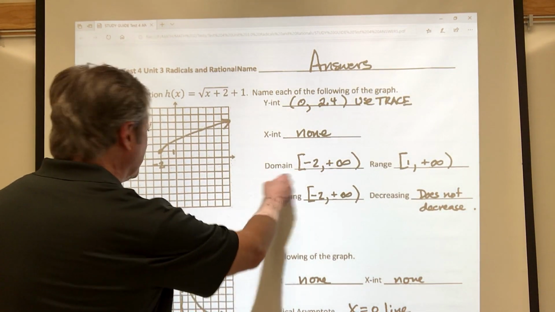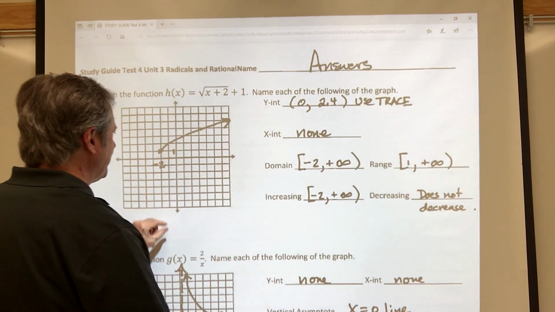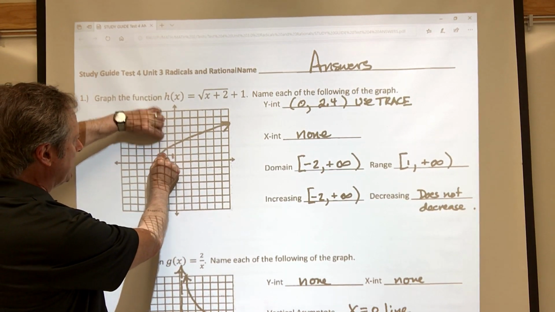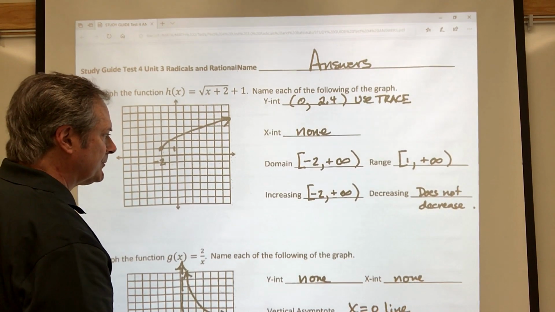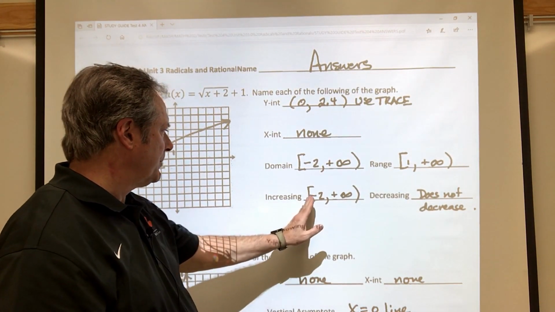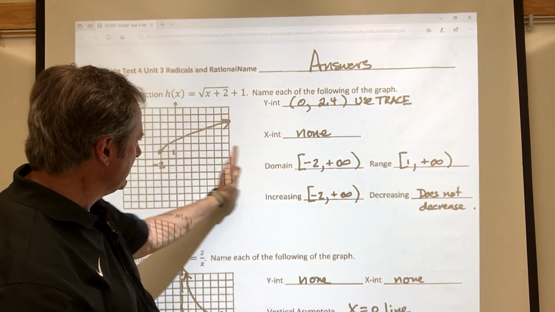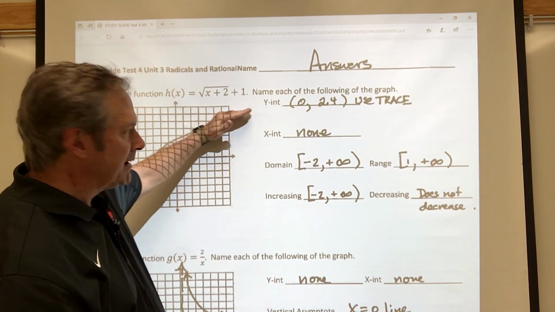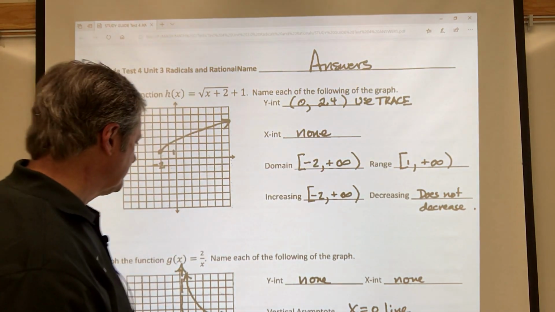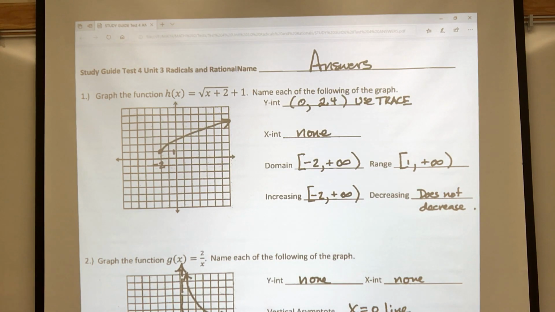The domain, in terms of x values, starts here at -2 and goes to positive infinity. The range, the up and down values, starts here at 1 and goes up forever. Increasing, we haven't really dealt with that much, but I hope it'll be obvious that the curve is increasing. It's going up from this point to the right. Does it ever go down like a parabola? No, it does not, because this is a square root equation. And that's number 1.